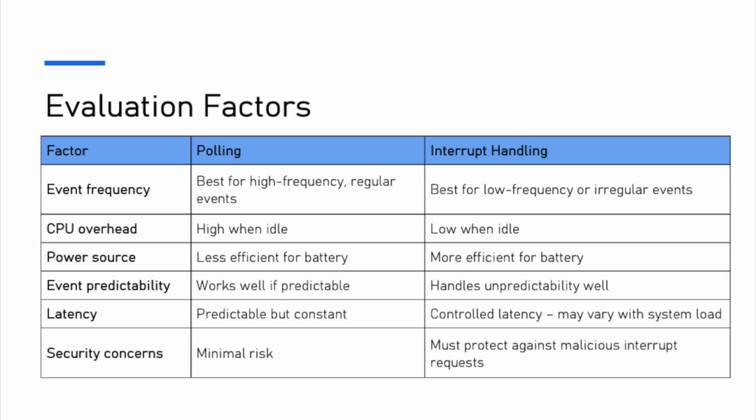Now we can compare both of these techniques using event frequency, CPU processing overheads, the impact on power sources, event predictability, controlled latency, and even security concerns. So on screen, you see a table comparing both of them. The event frequency refers to how often an event actually occurs. In a high frequency environment, interrupts are often preferred because they allow the CPU to be notified immediately when an event occurs. This minimizes wait times and improves responsiveness.